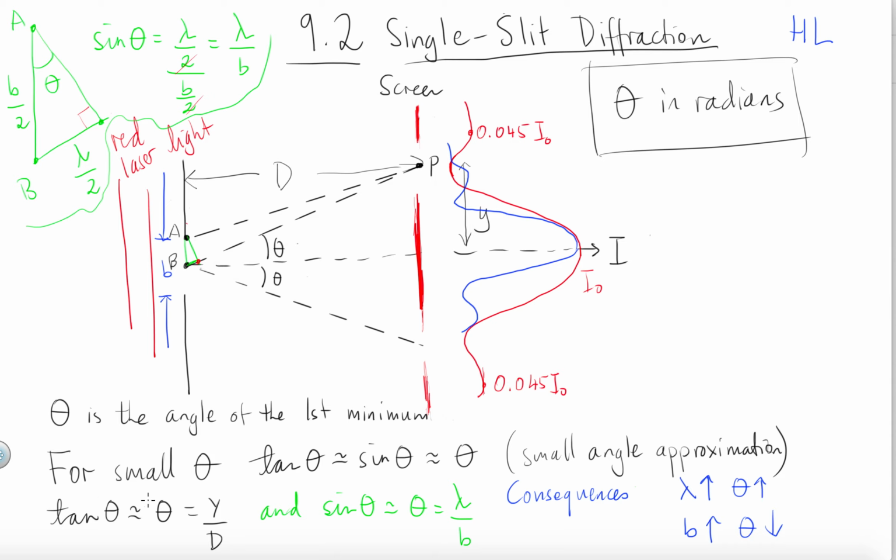Now, if we assume that theta is very small, if we measure it in radians, which is important to do, then tan theta is approximately equal to sine theta, which is approximately equal to theta. That's what we call the small angle approximation. So therefore, we can simplify this. Sine theta simplifies to theta equals lambda divided by b, and this is in fact the formula given in the data booklet.